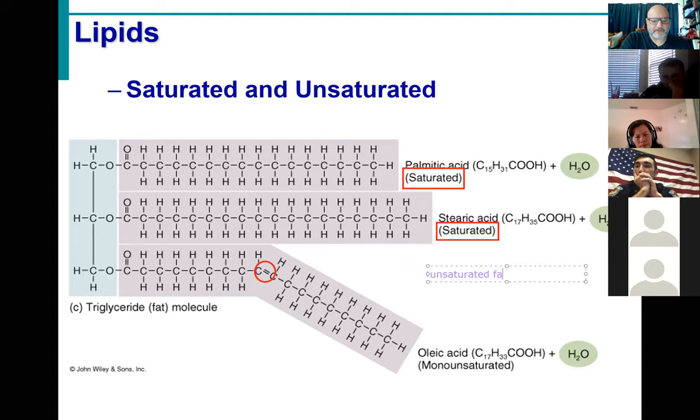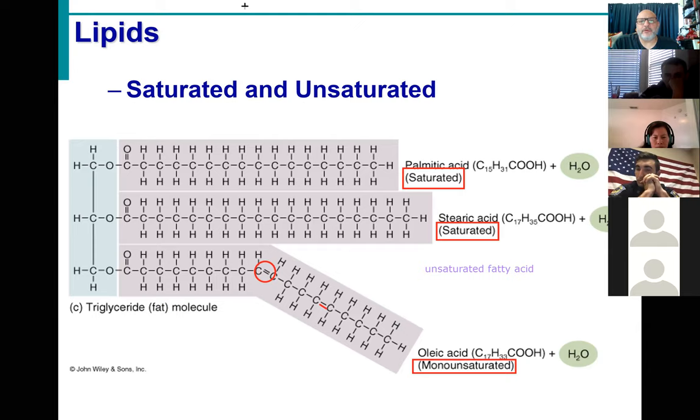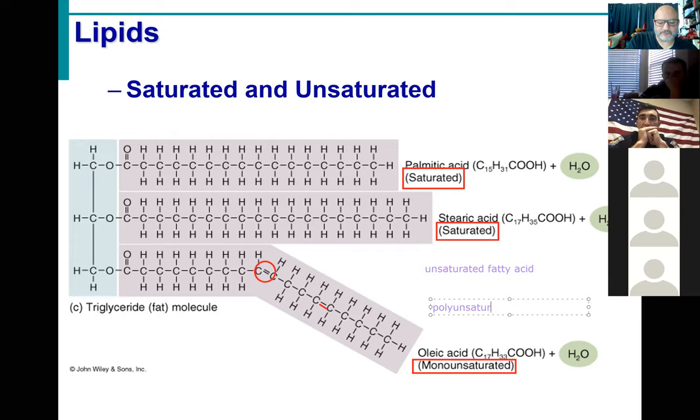And we can be even more specific than that. Notice it only has one double bond, so we refer to it as a monounsaturated fat. If, on the other hand, it had two or more double bonds in it, how would we refer to it then? Polyunsaturated fatty acid, excellent. Now, notice one more thing. When these double bonds form, it causes the fatty acids to kink.